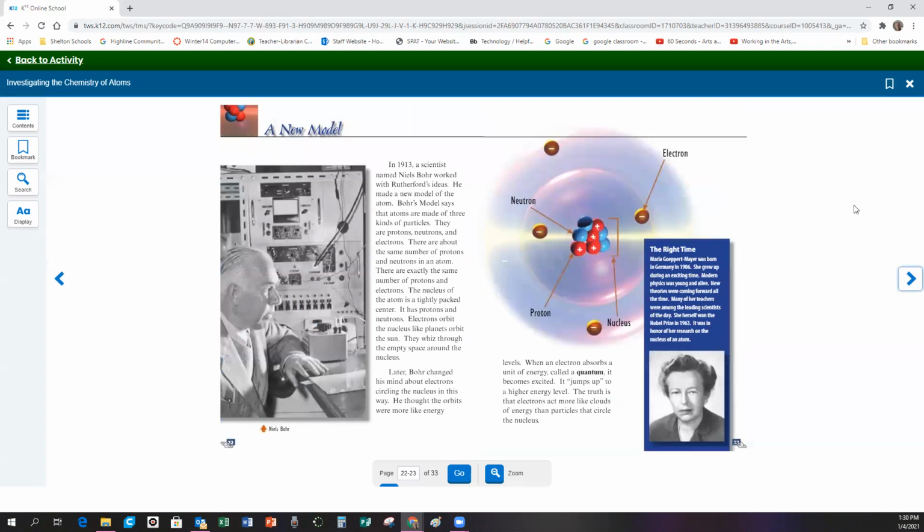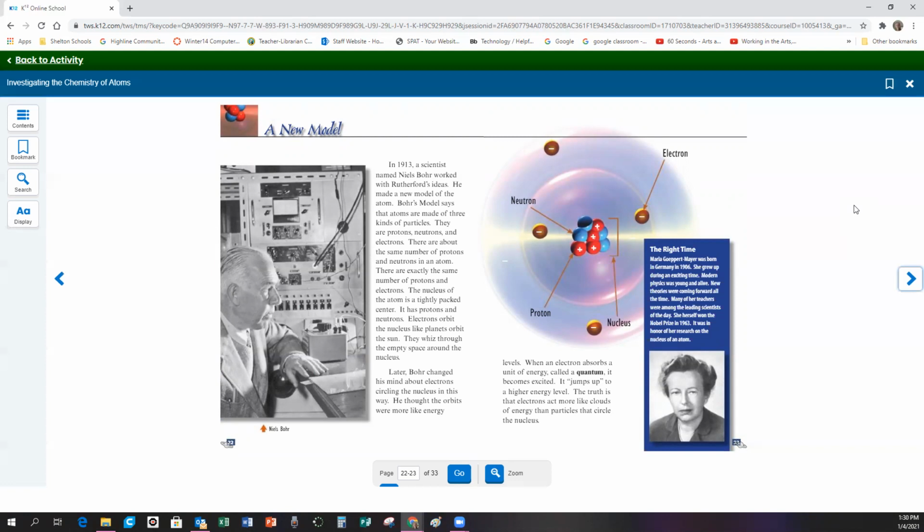In 1913, a scientist named Niels Bohr worked with Rutherford's ideas. He made a new model of the atom. Bohr's model says that atoms are made of three kinds of particles. They are protons, neutrons, and electrons. There are about the same number of protons and neutrons in an atom. There are exactly the same number of protons and electrons. The nucleus of the atom is a tightly packed center. It has protons and neutrons. Electrons orbit the nucleus like planets orbit the sun. They whiz through the empty space around the nucleus.